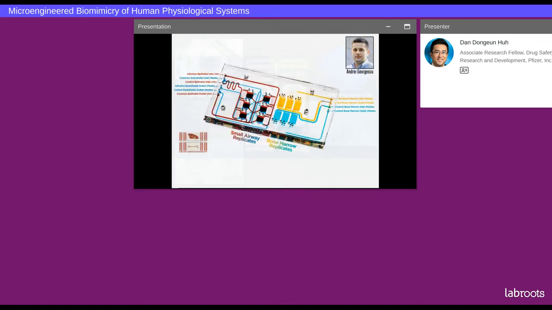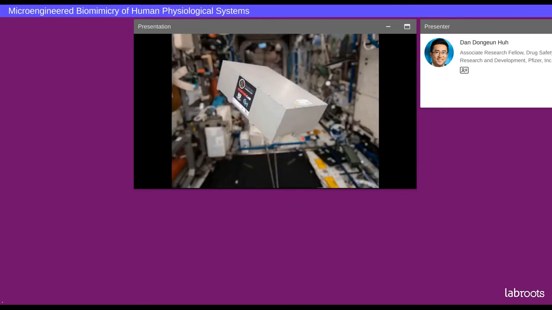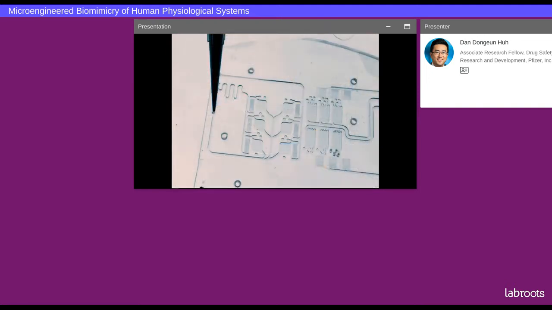So using these systems, we've created this credit card-sized device, each containing 6 replicates of each organ. So 6 replicates of airway on a chip, 6 replicates of bone marrow on a chip, and this is the device we flew last year. The system was sent up on SpaceX CRS-17 last year. And this is a photograph of the CubeLab that contained our experiments up on the station. And we're in the process of analyzing data, using the samples that returned to Earth last year.